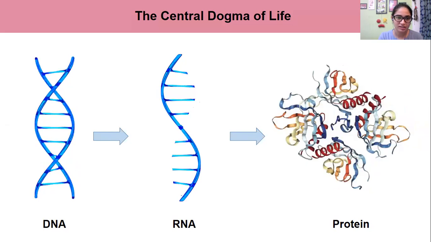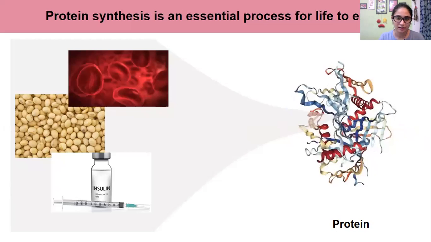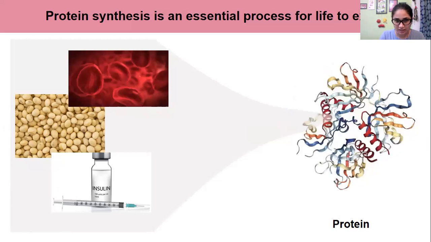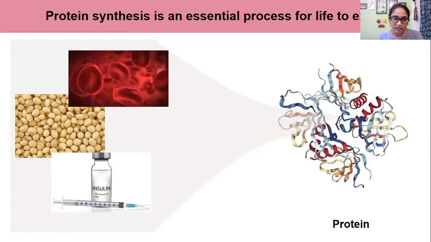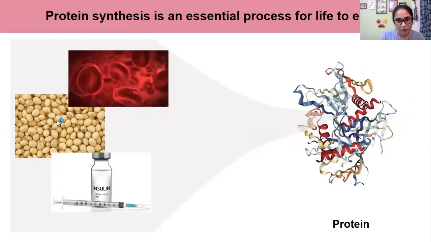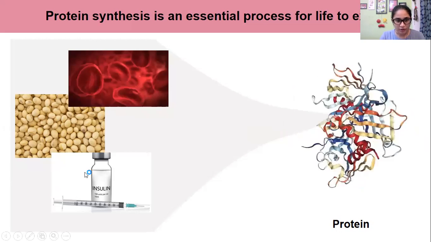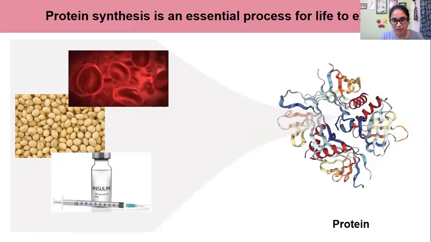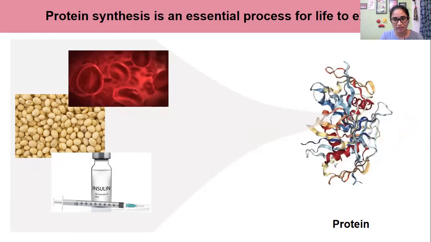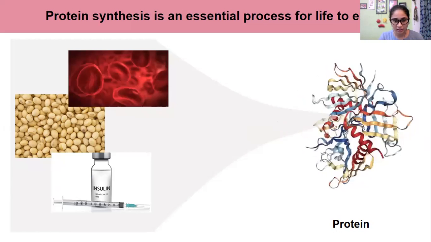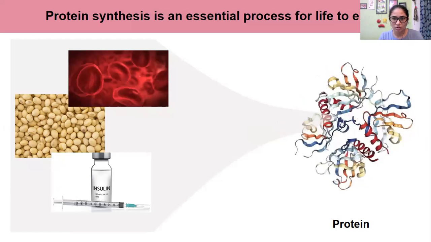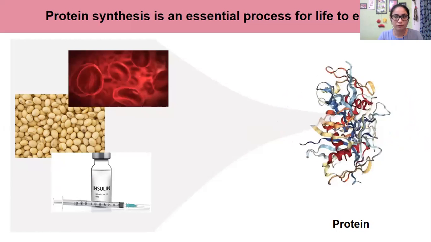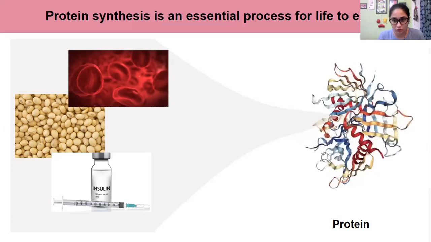What you can see on this slide is a molecule known as hemoglobin, which is found in our RBCs, the red blood cells. Another type of protein is the soy protein that we eat. Another is the insulin molecule, which a lot of diabetic people inject into their body to manage their diabetes. In short, protein is essential for life to exist, and hence the process of protein synthesis is also important.